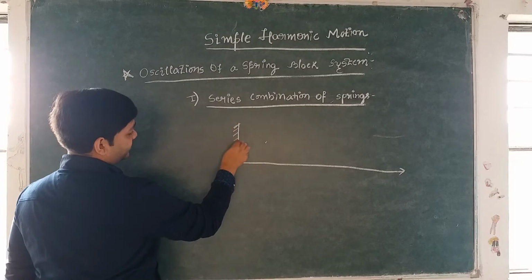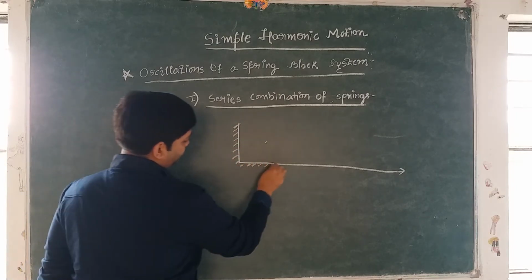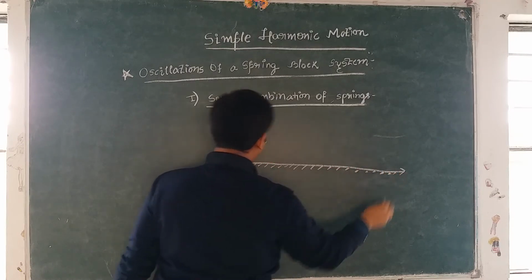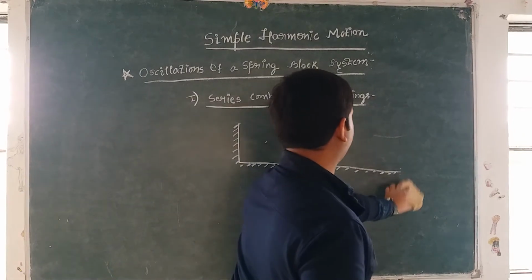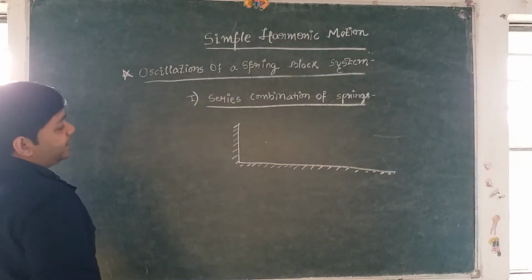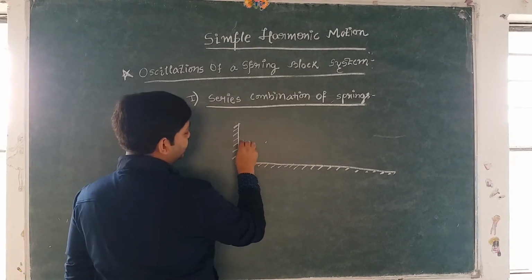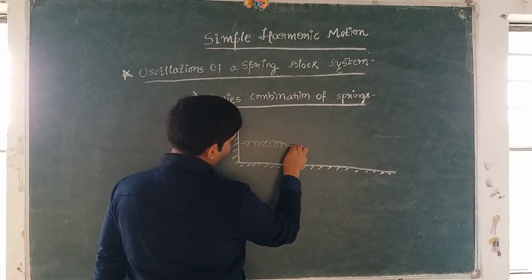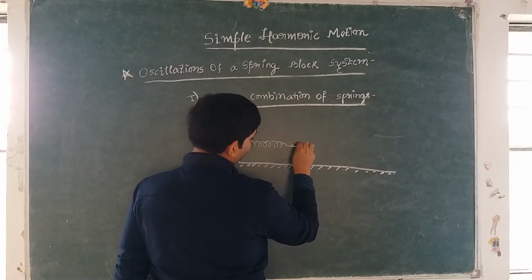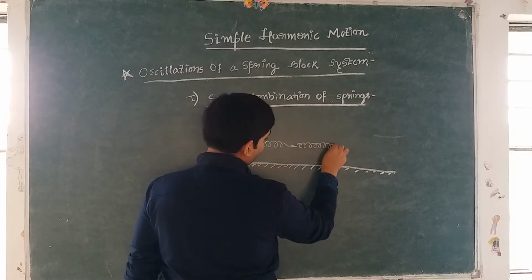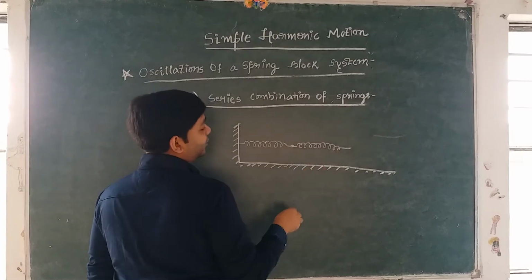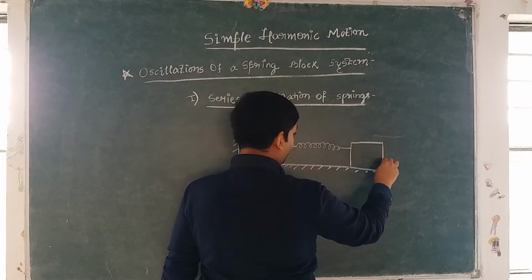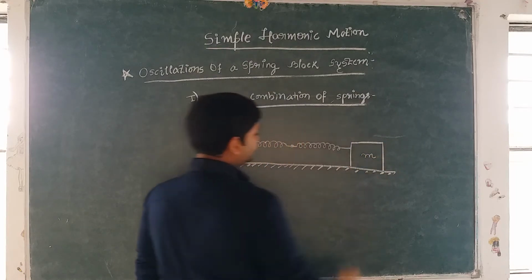So they are fixed. Now let's say there are two springs which are connected in series as shown like this. This is one spring and the other spring is connected to it like this, and the other end of the second spring is connected to a block of mass m like this.